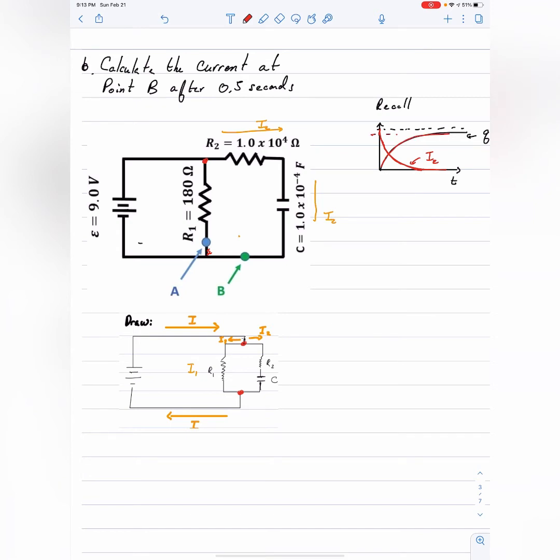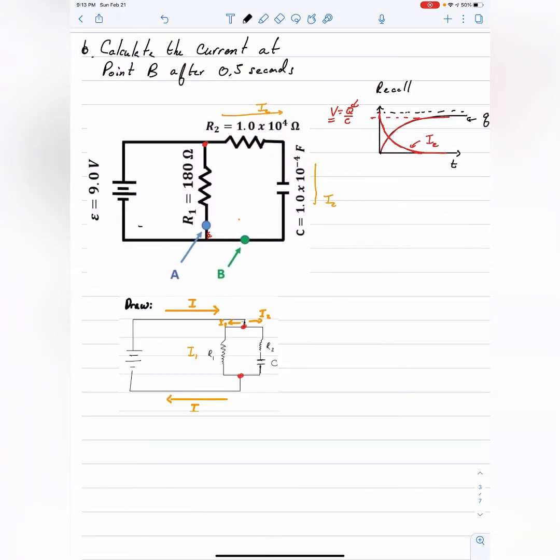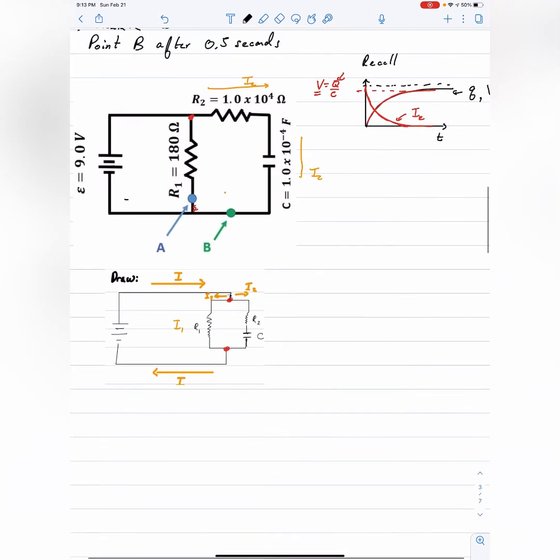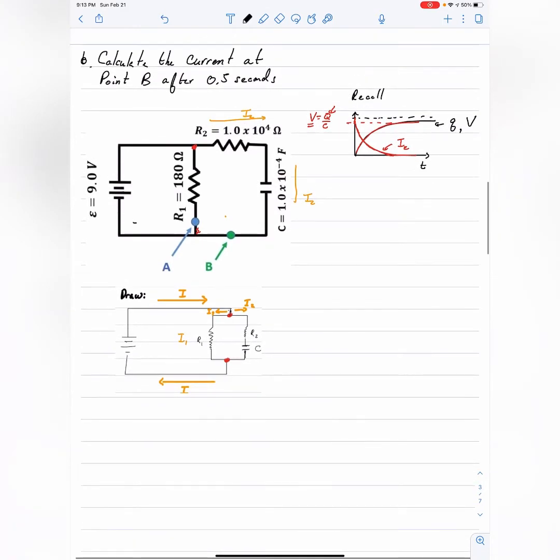And as we have seen that V equals charge over capacitance, as charge increases, you can bet the voltage is also increasing. We know that current is changing in resistor 2 as well. Not so much resistor 1, but you will see it wouldn't really matter, as long as you follow Kirchhoff's rule. Okay.